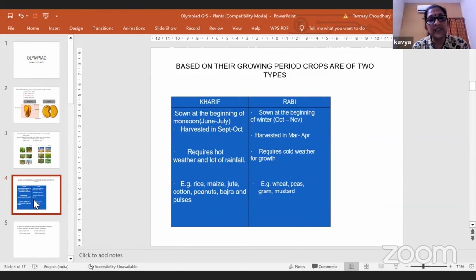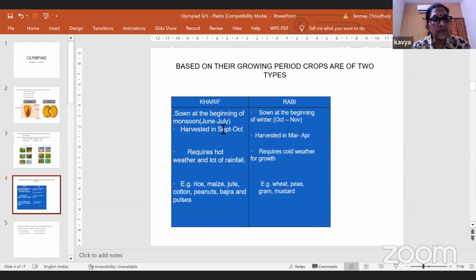And depending on the growing season, there are two types of crops, Kharif and Rabi. The Kharif crop is sown at the beginning of monsoon, that is June, July. And the Rabi crop is sown in the beginning of winter. Now you will notice that June, July is rainy season. So that is the time when the Kharif crop is grown. That is why Kharif crop is also known as the monsoon crop.